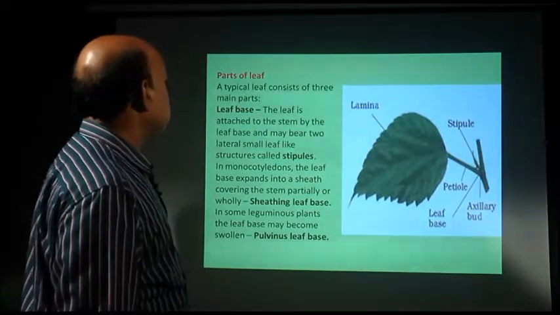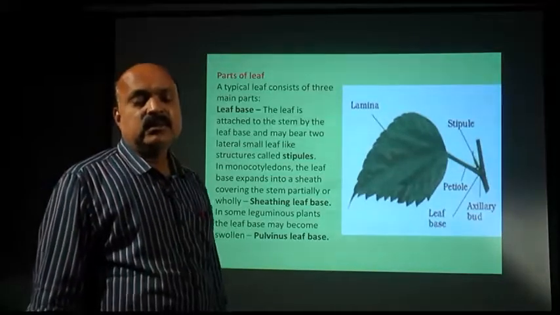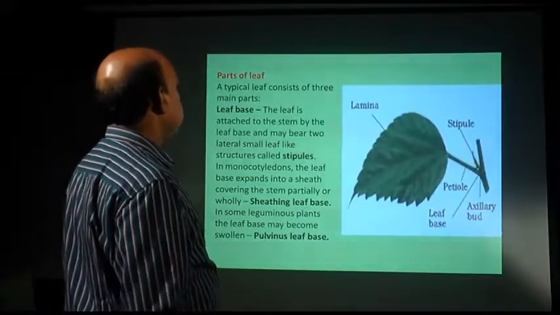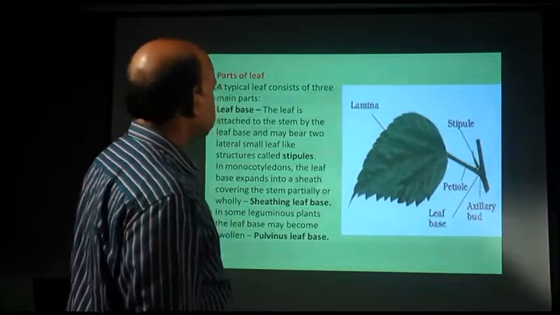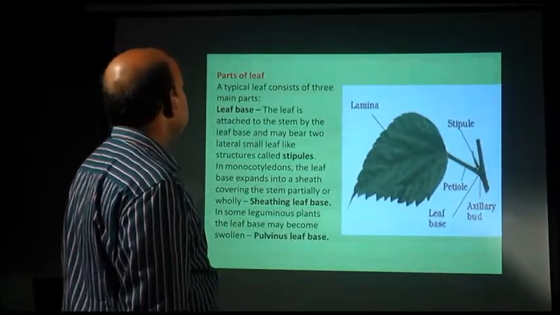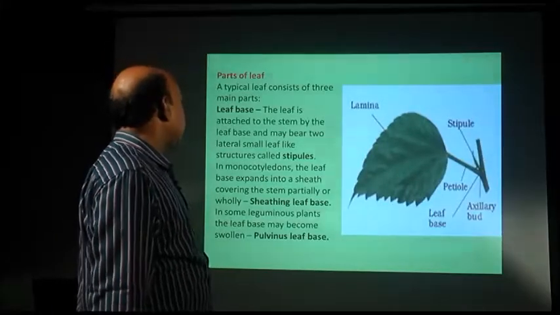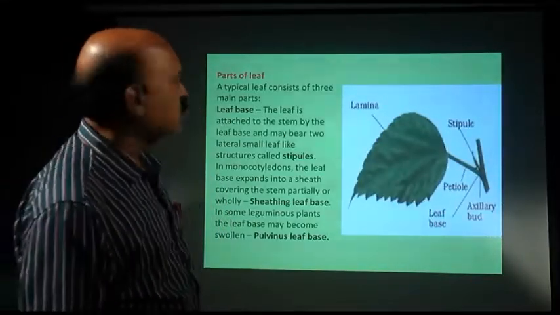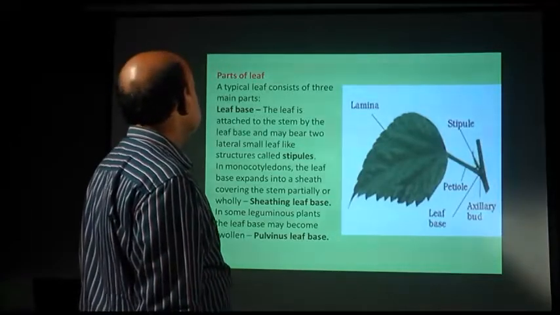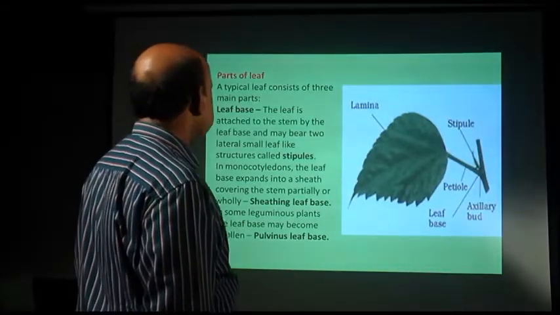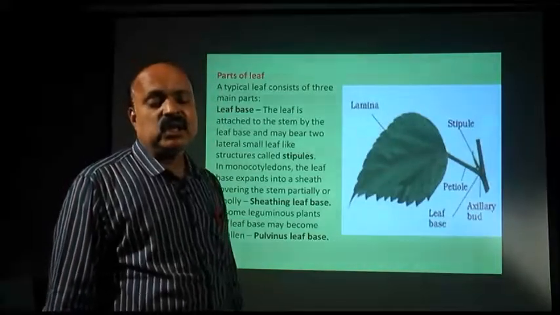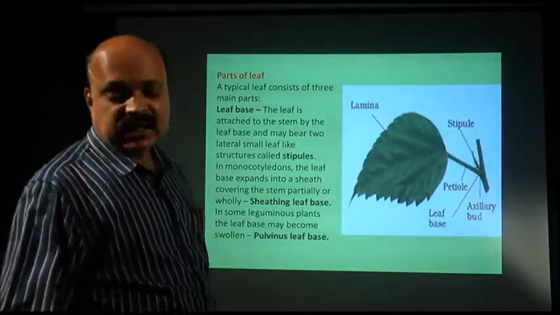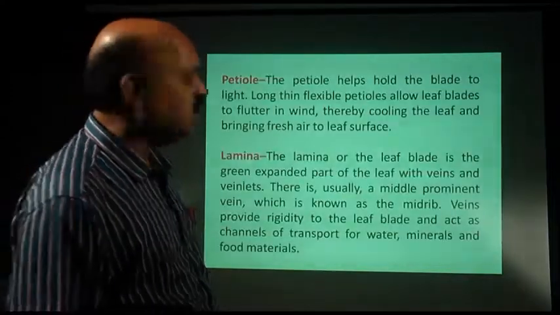The leaf is attached to the stem by the leaf base and bears two lateral small leaf-like structures called stipules. Stipules are not found in all cases; a few leaves generally possess stipules, like China rose or mandara. In monocotyledons the leaf base expands into a sheath covering the stem. That structure we generally call leaf sheath or sheathing leaf base. In some leguminous plants the leaf base may become swollen. The swollen leaf base is called pulvinus.